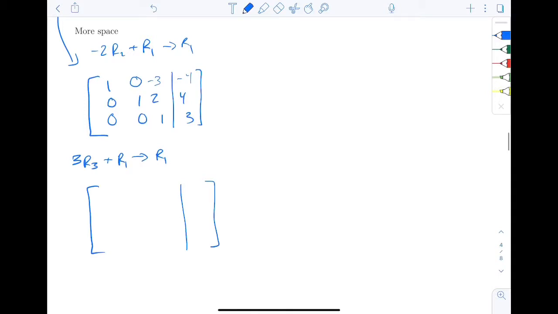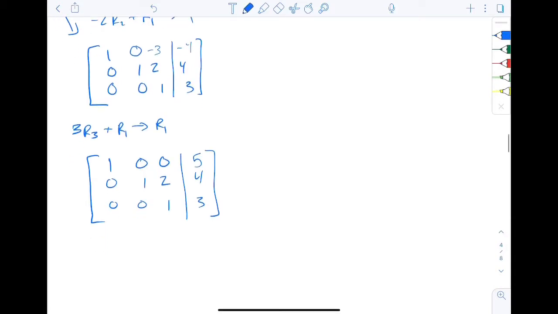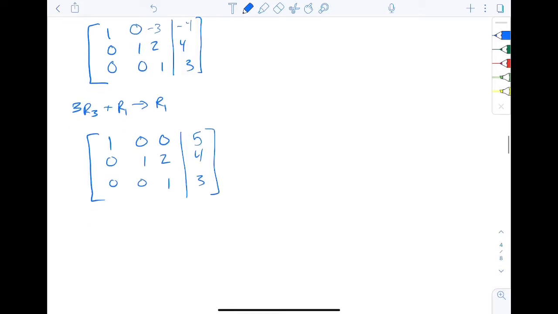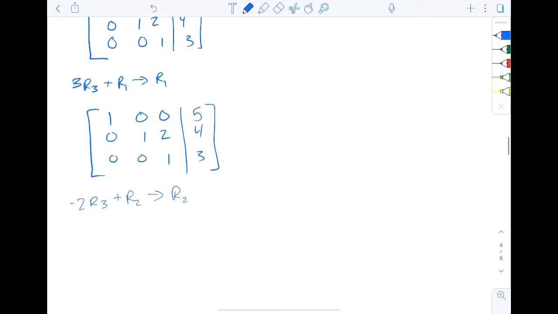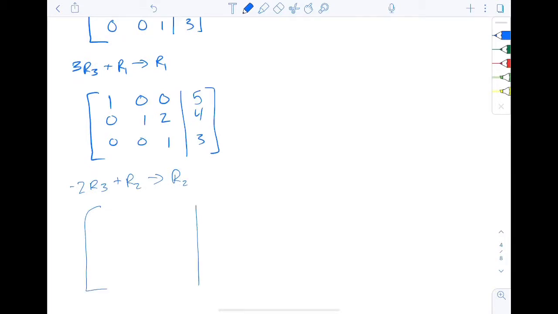Okay, so rows 2 and 3 are going to stay the same here. All right, 0 plus 1 is still 1, 0 plus 0 is still 0. So 3 times 1 is 3, plus negative 3 is 0, so that one's gone. And then I have 3 times 3 is 9, 9 plus negative 4 is positive 5. Okay, so check that one out. That first row says x equals 5. That's really nice. And one more here. Let's go with negative 2 times row 3 plus row 2. Put that in row 2. And I think we're going to end up in a really good spot this time.